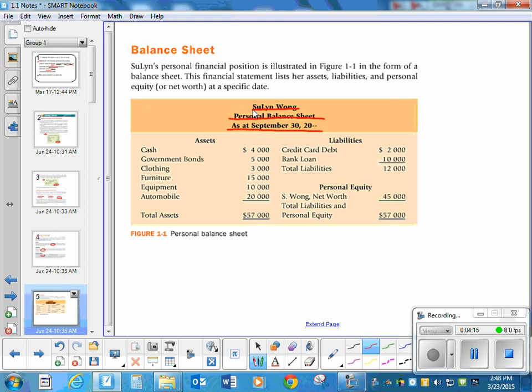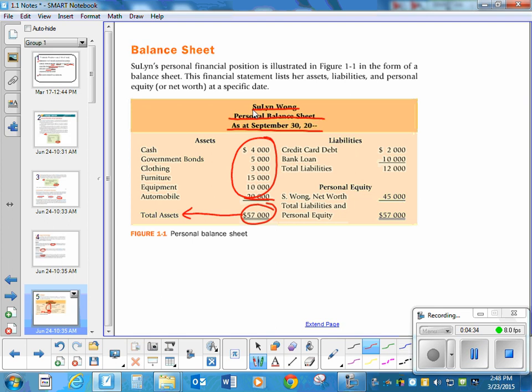A single underline in accounting represents that you are adding. So now you are adding all of these numbers together to get your total assets of $57,000. And you need to have the total assets listed there as well.